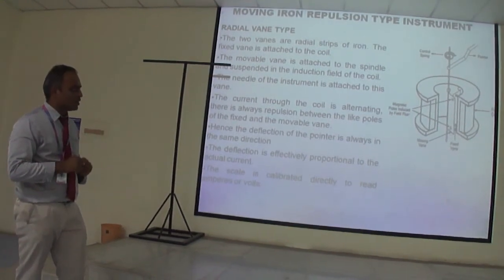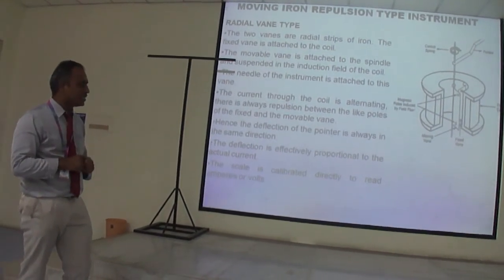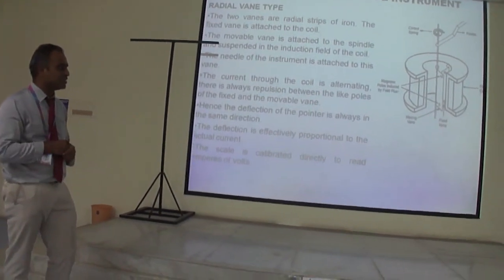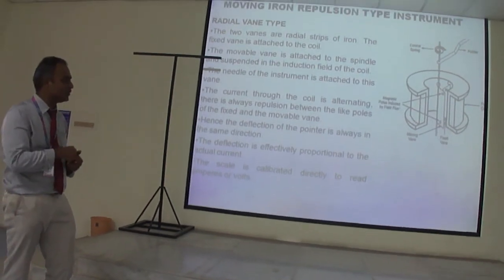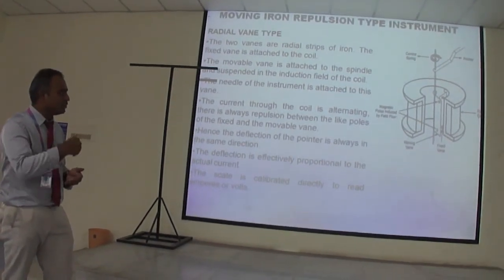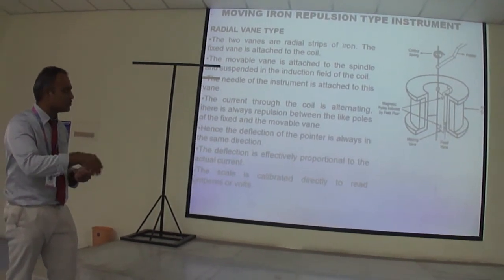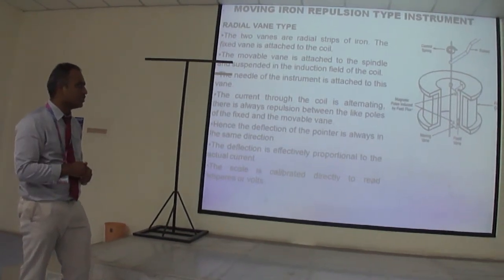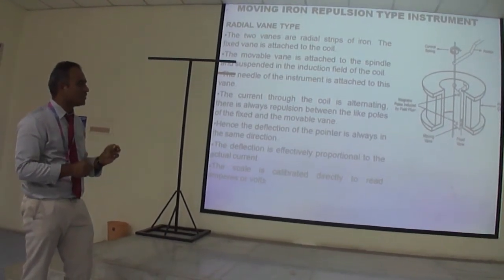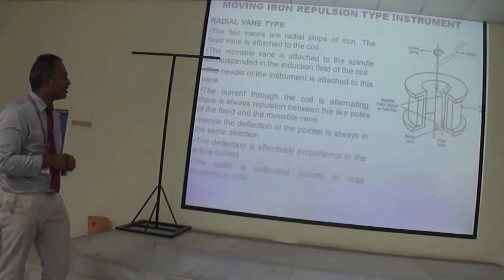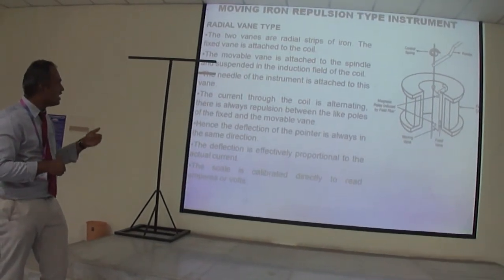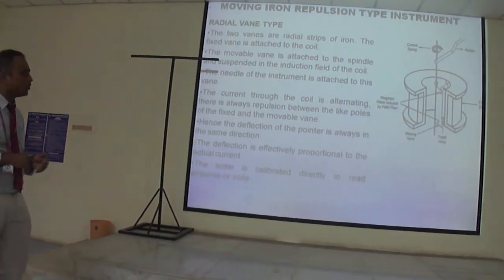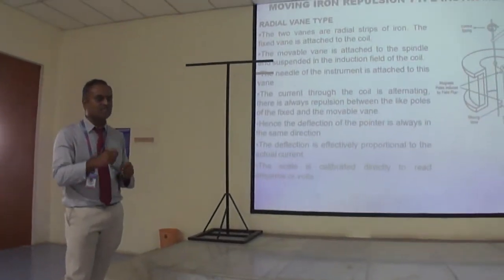The unknown current which is to be measured is given to the fixed coils. Due to the current, the fixed coil gets energized and produces a magnetic field. This magnetic field makes a repulsion force on the vanes. This makes the vanes move from their places. Due to this repulsion force, the unknown value of the current is measured using the pointer. The name of this method is radial vane type. Why we call this radial vane type means the shape of the vanes is radial.